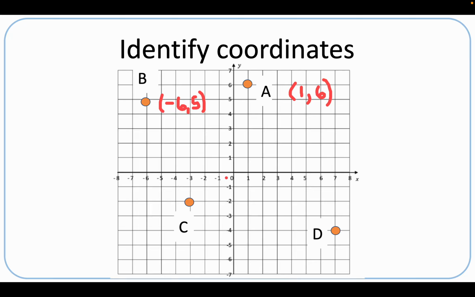Okay, and point C, again, we're going backwards to the left on the horizontal axis to -3, and we're going down 2, so our coordinates are going to be -3, comma, -2. And then point D, we're moving right on the x-axis to 7 and down 4, so this is going to be 7, -4.